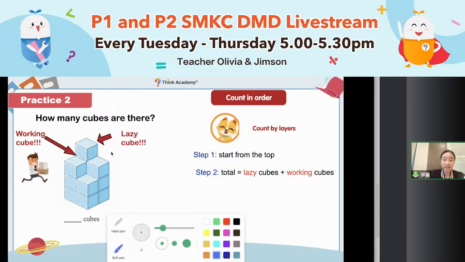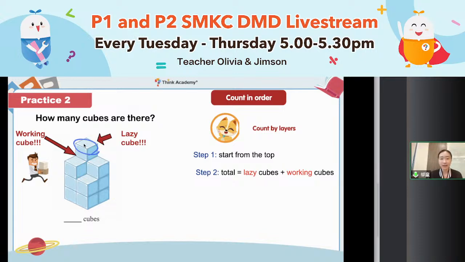If teacher starts from the top layer, this guy, tell teacher, is he the lazy one or the working guy? Yes, okay, so layer 1, we have 1 lazy cube. And do we have any working cubes? No, 0. Okay, so 1 and 0 equal 1. That is the total number for the top layer, right? Okay, now the second layer. Tell teacher, how many lazy, how many working? Correct. 2 lazy cubes carry 1 working cube hidden here. What is the total? That is 3 in total.